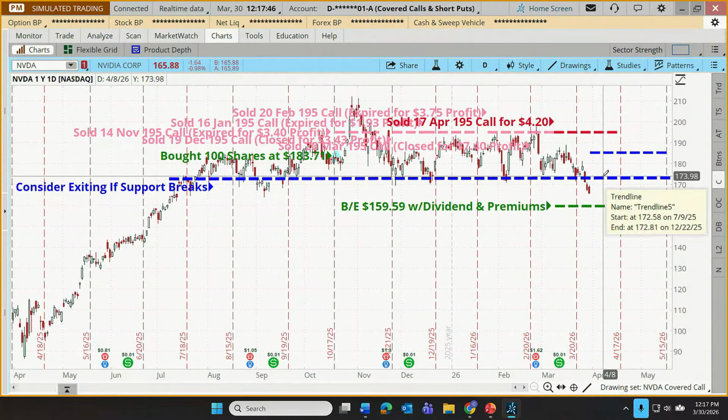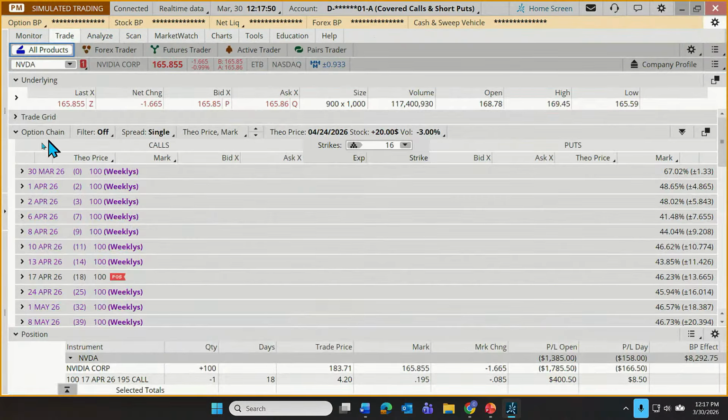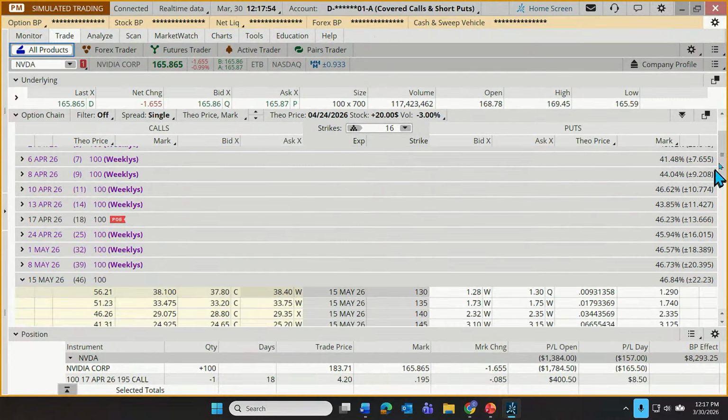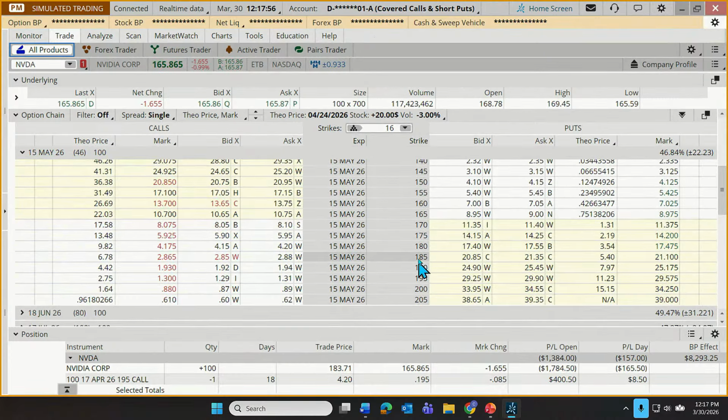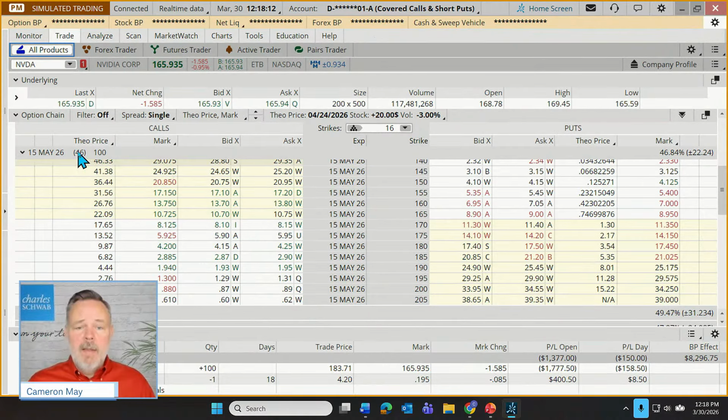What can we get right there? Let's go to our trade tab. Look at the May 185 calls, and those are trading between 2.85 and 2.88. That's about 1.5% for about a month and a half, for those traders or investors who prefer to get, let's say, the potential of at least 1% of income per month. That would satisfy that requirement.